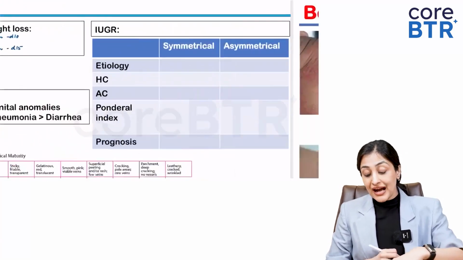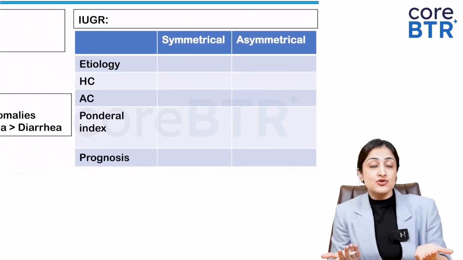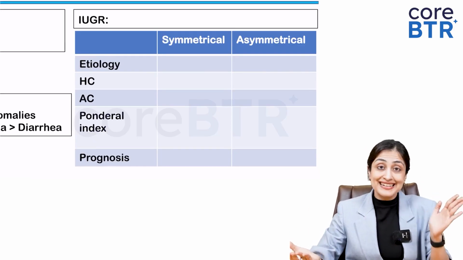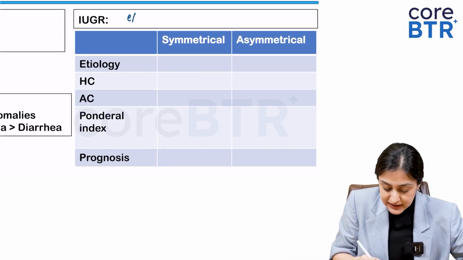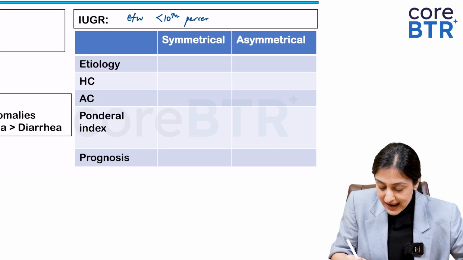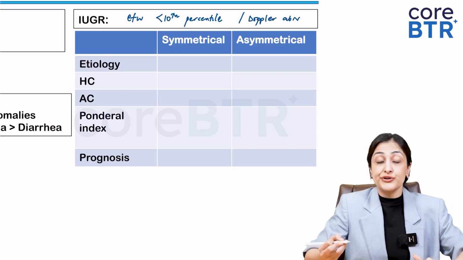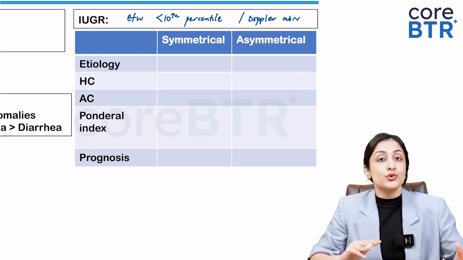Talking about IUGR. Now this is more of an OBS topic rather than a Peds topic, right? So intrauterine growth restriction, we had already studied in gynae, where we were talking about how the estimated fetal weight, if it is less than the 10th percentile and associated with Doppler abnormalities, you remember umbilical artery Doppler here would be abnormal, right? So that is what is intrauterine growth restriction.